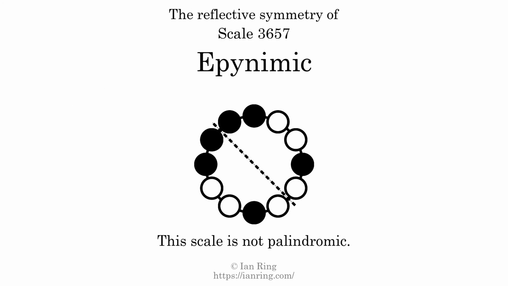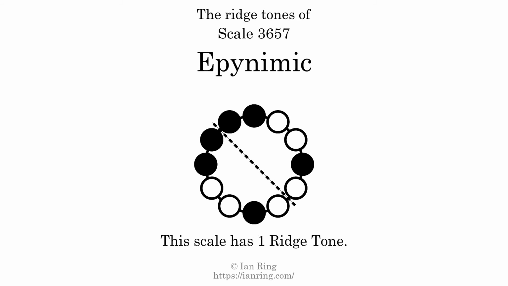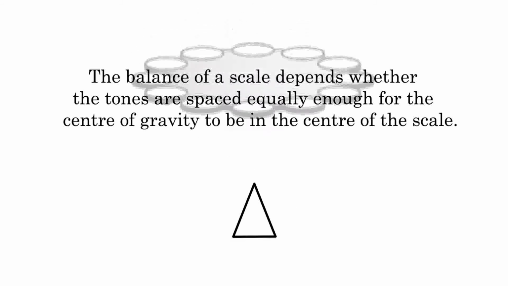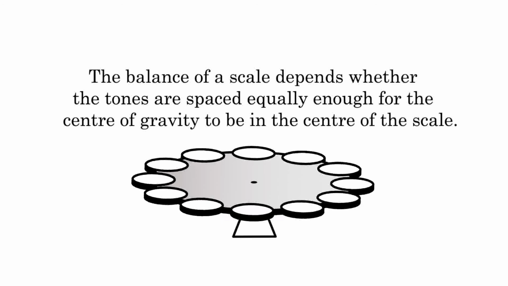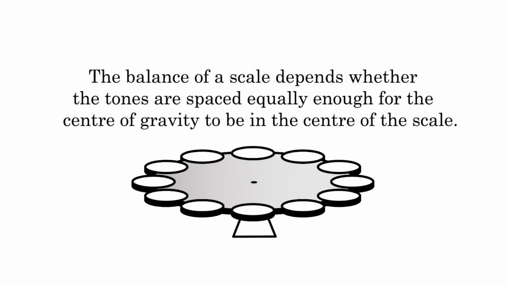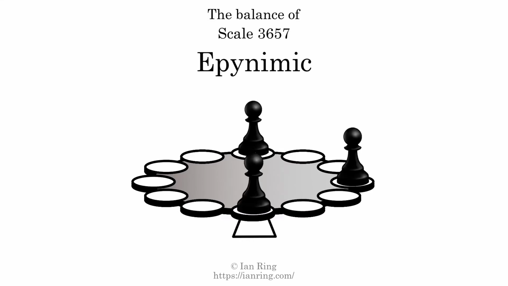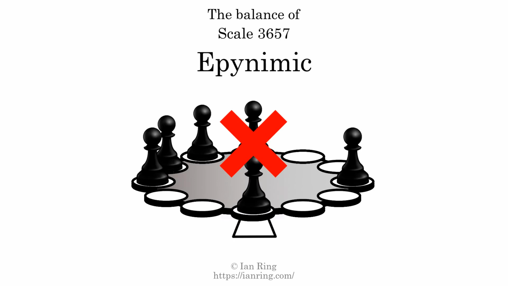This scale has reflective symmetry across an axis positioned 4.5 semitones from the root. This scale has a different pattern of intervals ascending and descending, so it is not palindromic. This scale has 1 ridge tone. Here, the balance of a scale depends on whether the tones are spaced equally enough for the center of gravity to be in the center of the scale. This scale is not balanced.